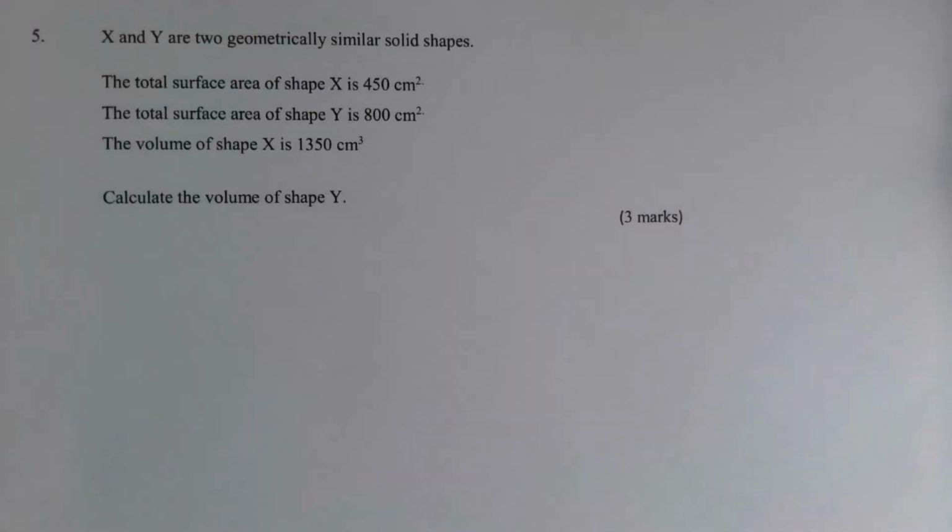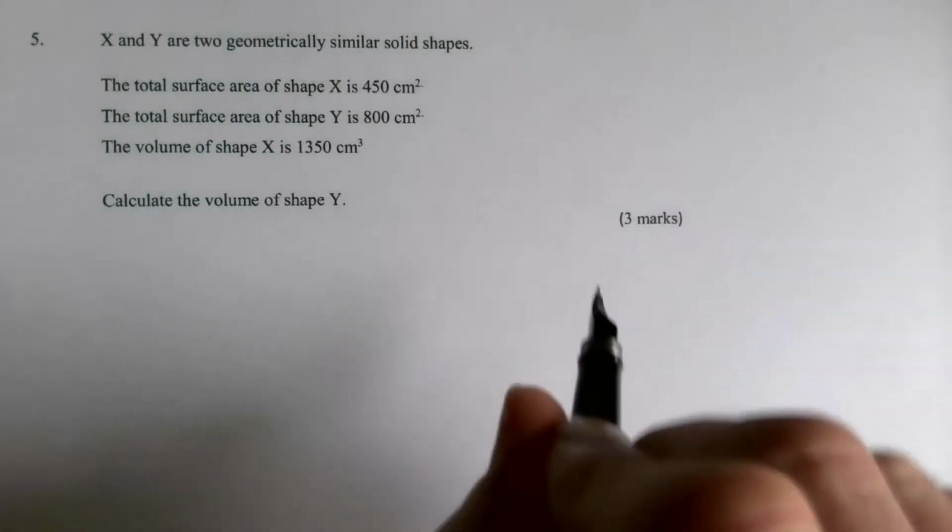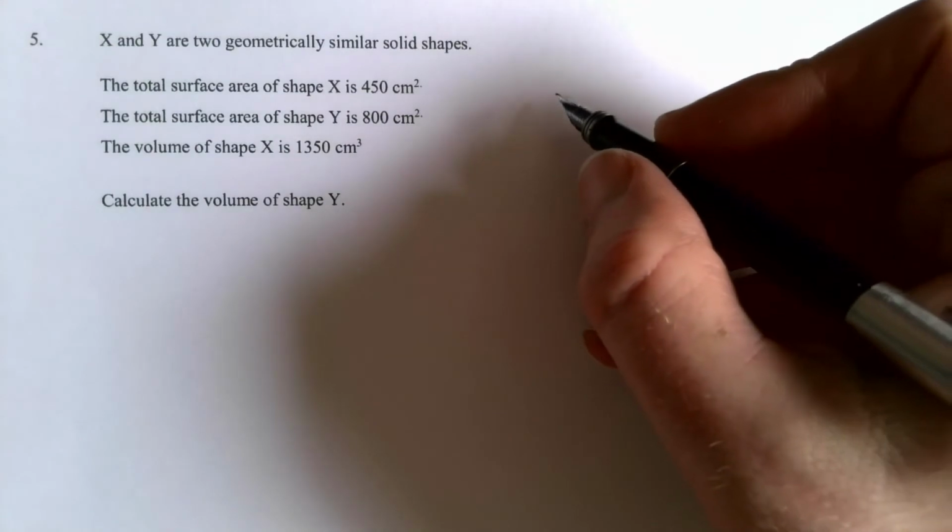Right, question 5's not got any pictures, and you might want to draw a little picture or two. Anyway, pause the video, have a real think about it. I'm going to find the scale factor, and then whenever it's area we're looking at scale factor squared, and whenever it's volume it's scale factor cubed. And it is a little bit different to anything we've looked at before. I am just going to draw a couple of cuboids just so that I can think about it.